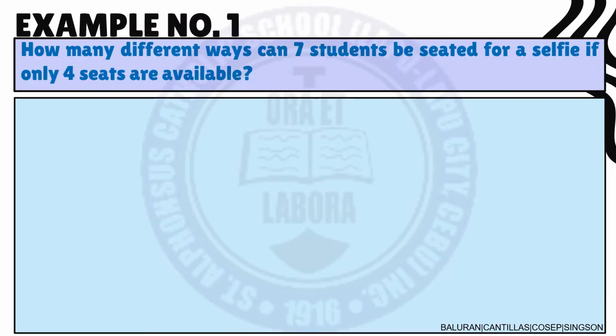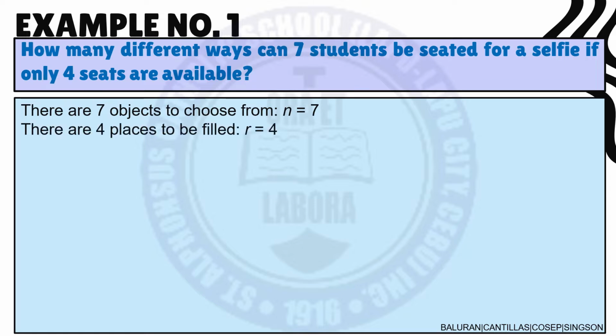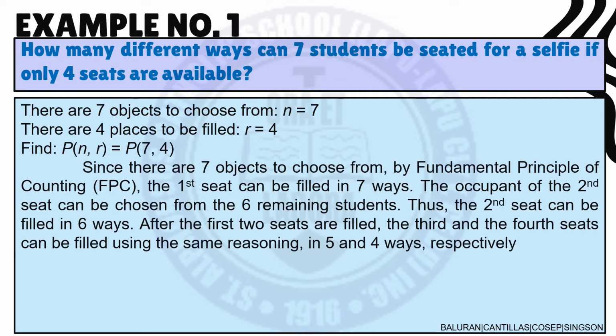Let us consider the first example. How many different ways can 7 students be seated for a selfie if only 4 seats are available? There are 7 objects to choose from, therefore, n here is equal to 7. There are 4 places to be filled, therefore r is equal to 4. So our notation would be the permutation of 7 objects taken 4 at a time.